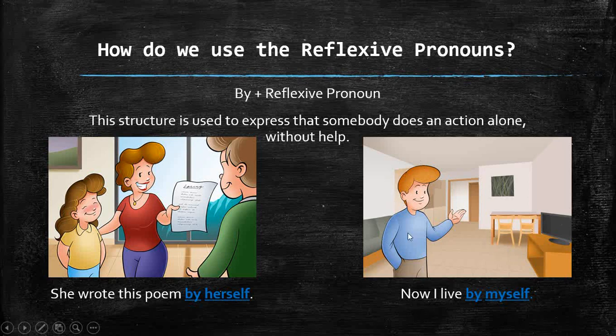Or in this second example, now I live by myself. This guy means that he's living alone with nobody, just by himself.